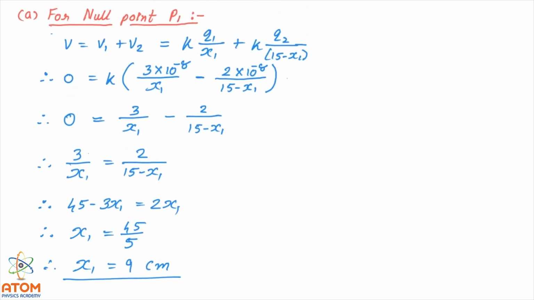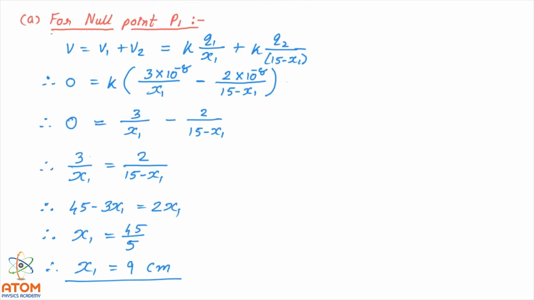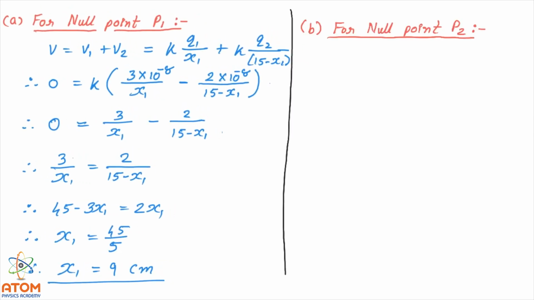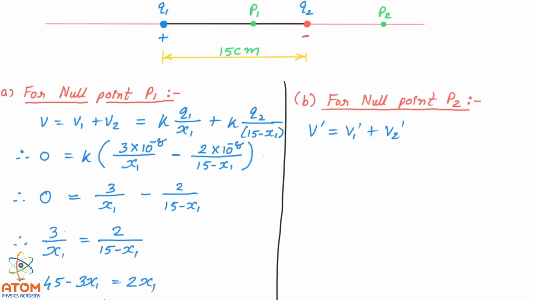Now let us see for the another null point, that is P2. Here for null point P2, we can again write the equation like V dash is equal to V1 dash plus V2 dash. Now here for V1 dash and V2 dash, we will again use the equation of potential for point like charge, that is kq upon r. So let us see what is the value of r for charge q1 and charge q2 in this figure.